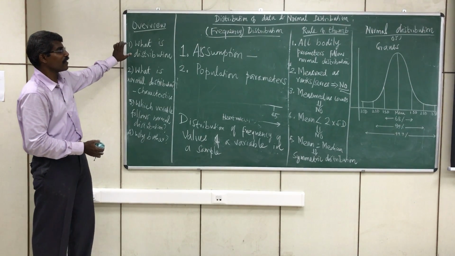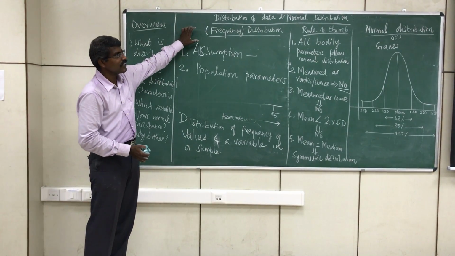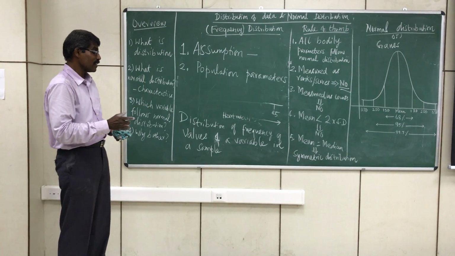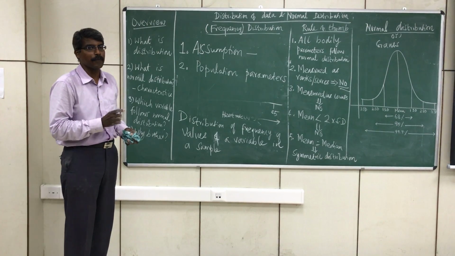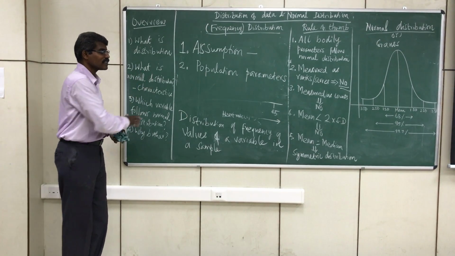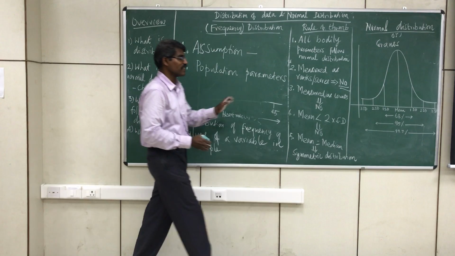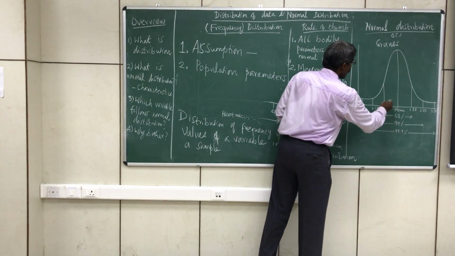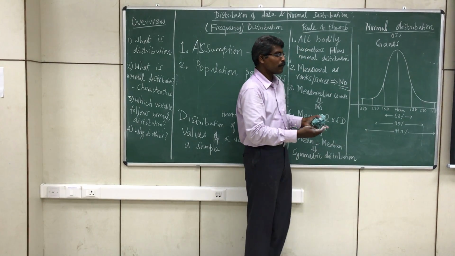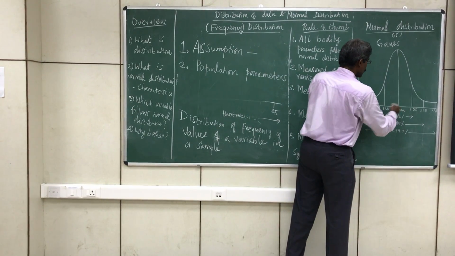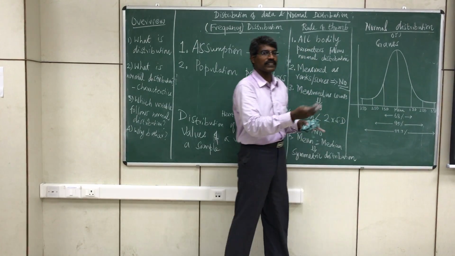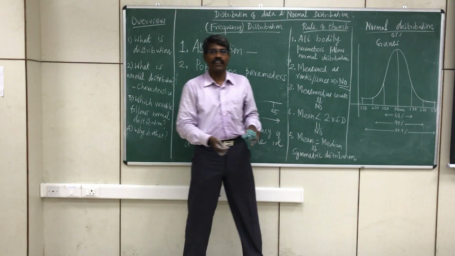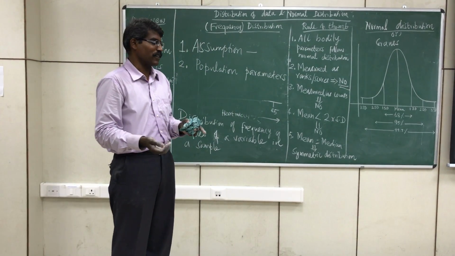Now to summarize, what have we seen in this session? We saw what is distribution and explained that distribution is nothing but what we call frequency distribution, which refers to the distribution of frequency of values of a variable in a sample. We went on to see what is normal distribution. We explained the characteristics: it is a symmetric bell-shaped distribution with mean equal to median in the center, and if we go from the mean to each side by 1 SD, mean plus or minus SD, we can cover 68%, and if we cover mean plus or minus 2 SD, we can cover 95% of observations.